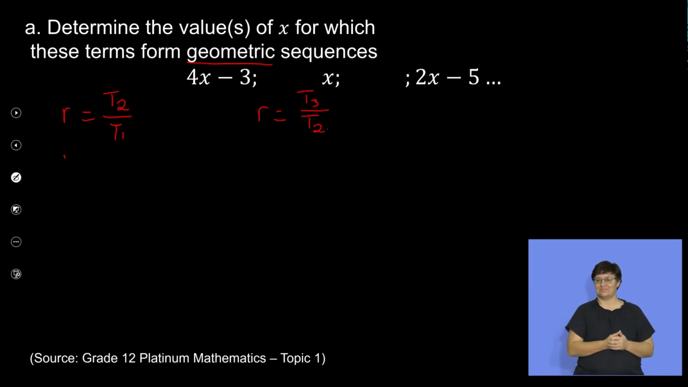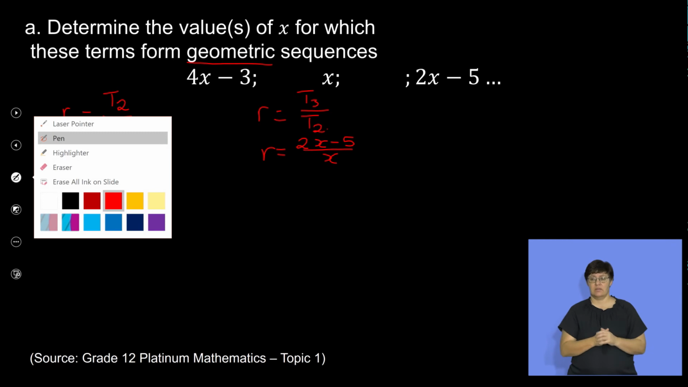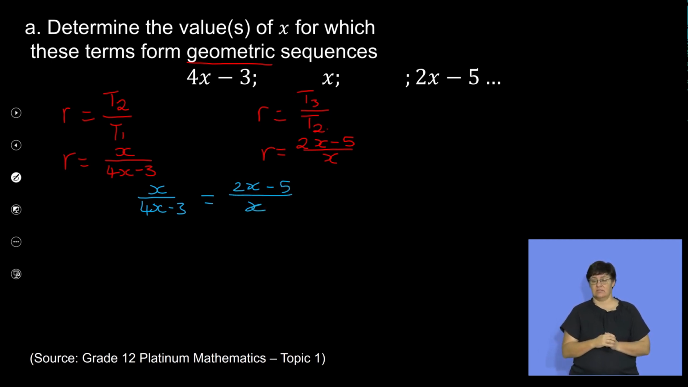So I'm going to substitute in term 2 over term 1, which is going to give me x over 4x minus 3. Then I'm going to substitute in term 3 over term 2, which is 2x minus 5 over x. As I mentioned, the ratios are common, so I can equate these two expressions to each other. So I know that x over 4x minus 3 has to be equal to 2x minus 5 over x.